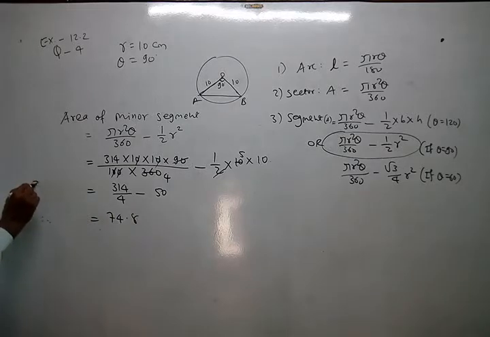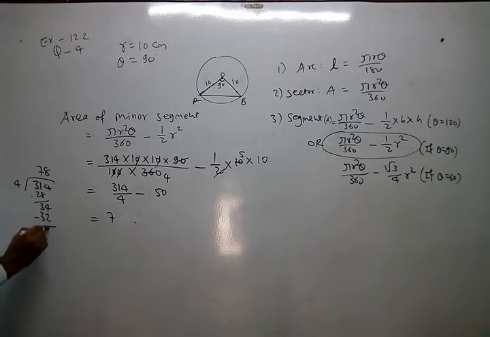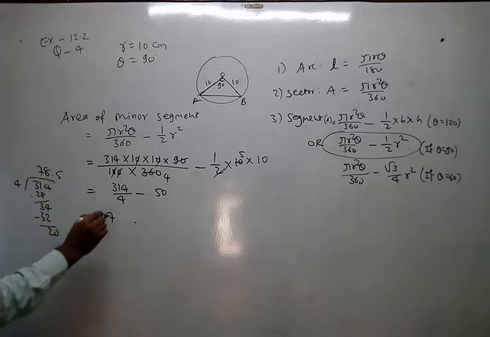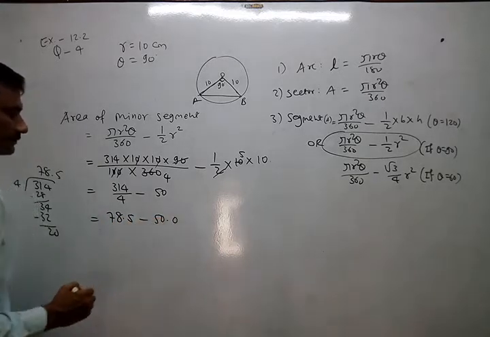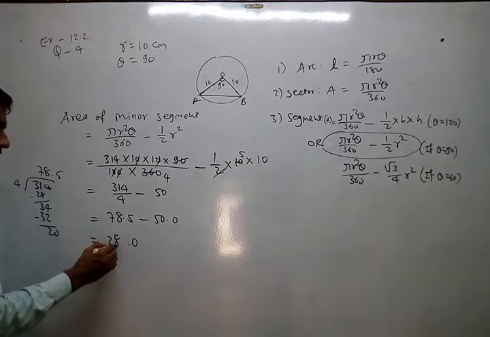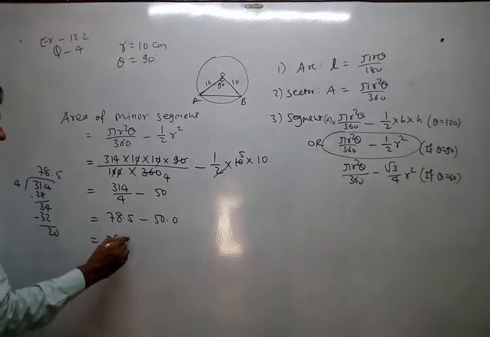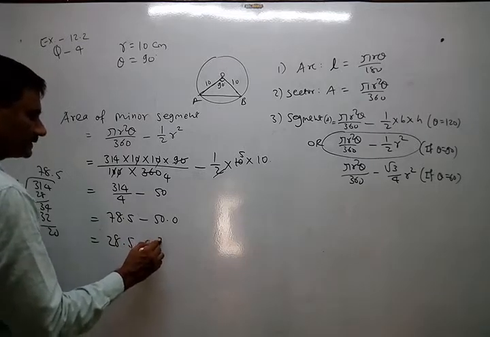3 1 4 by 4. 1 minute. 4 7s are 28, 3 left 34. 4 8s are 32, 2 left. 4 5s are 20. So it is 78.5 minus 50.0. Okay, so it is 28.5 centimeter square, because the measurements are given in centimeter.